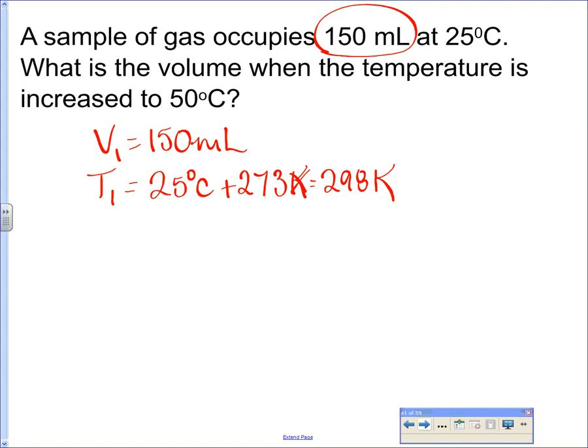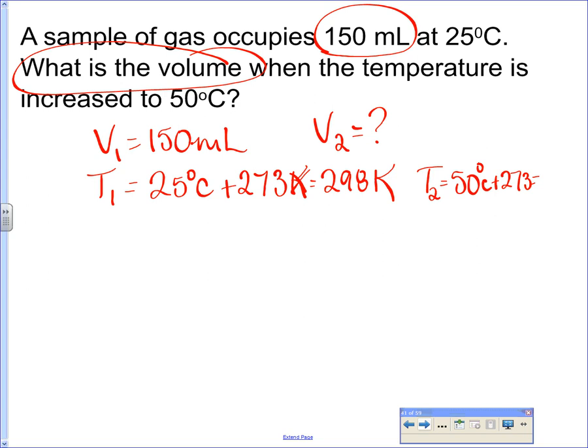So then I'm looking for, what am I looking for? It says, what is the volume? So I'm looking for V2. And it gives me another temperature. So it gives me T2, again, doing 50 degrees Celsius plus my 273. It's going to get me to that Kelvin, which is going to be 323 Kelvin. So now I need to do some thinking. Temperature went from 298 to 323, so temperature went up.